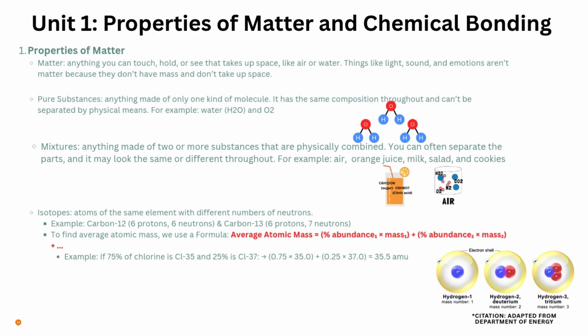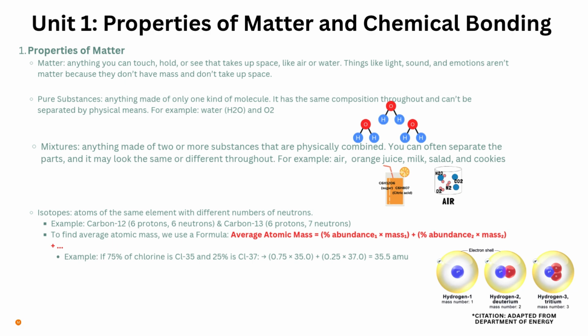Last up, isotopes and average atomic mass. Isotopes are atoms of the same element with the same number of protons but different numbers of neutrons. Example: carbon-12 has 6 protons and 6 neutrons. Carbon-13 has 6 protons and 7 neutrons. This means they are isotopes.